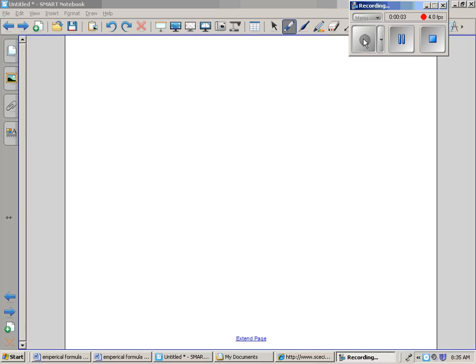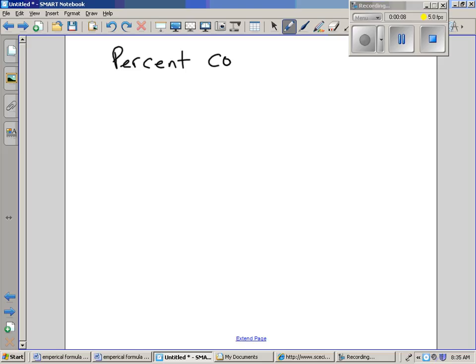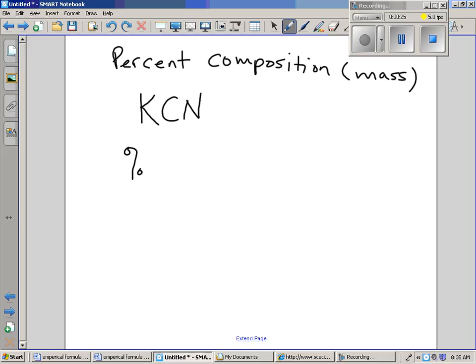All right, I would like to know the percent composition by mass, and that's what we're going to be looking at, for potassium cyanide. So that means I want to know what percent by mass is potassium, what percent is carbon, and what percent is nitrogen. When it's all said and done, those percentages should equal about 100. You might get 100.2, 99.7. That just is a rounding issue.